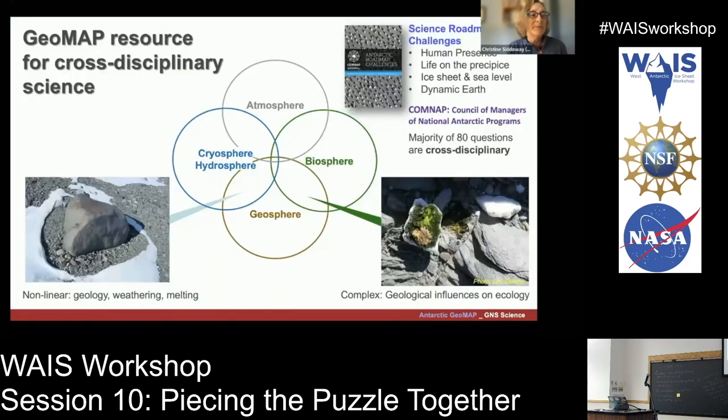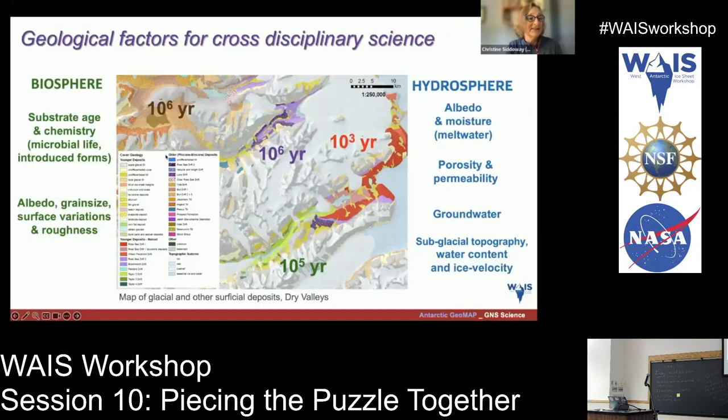The beginning of GeoMap coincided with COMNAP's 2014 Horizon Scan, which prioritized 80 research questions and a roadmap for Antarctic and Southern Ocean science. Most of the questions were interdisciplinary. Therefore, GeoMap worked to provide geological information that meaningfully intersects with cryosphere, hydrosphere research, and biosphere research. An interplay of the geological factors that support those intersections are listed here.